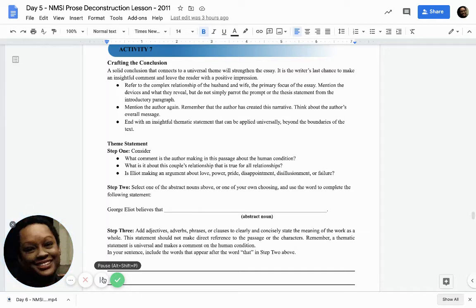Okay, so read Crafting the Conclusion, and then after you read it, I want you to look at theme statement. Step 1, consider. What comment is the author making in this passage about the human condition? What is George Eliot saying about all of us as human beings? What is it about this couple's relationship that is true for all relationships?